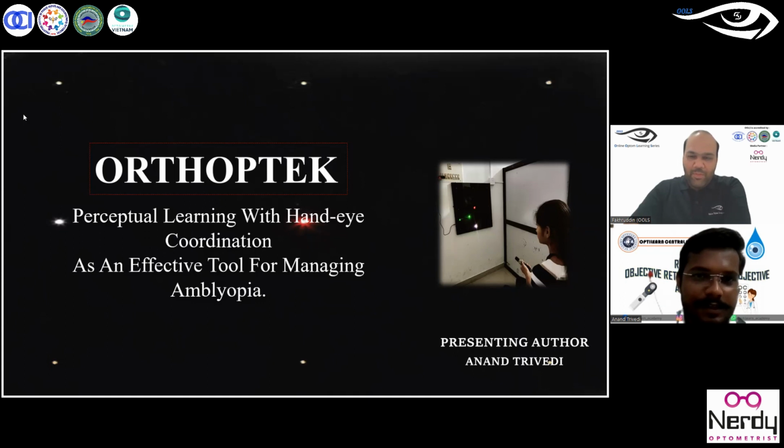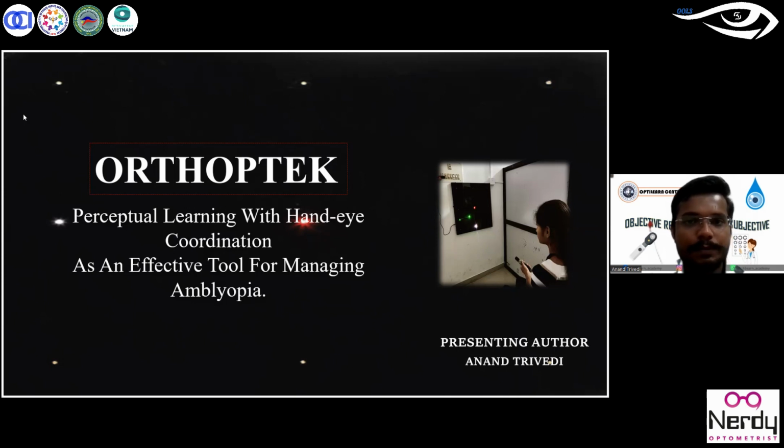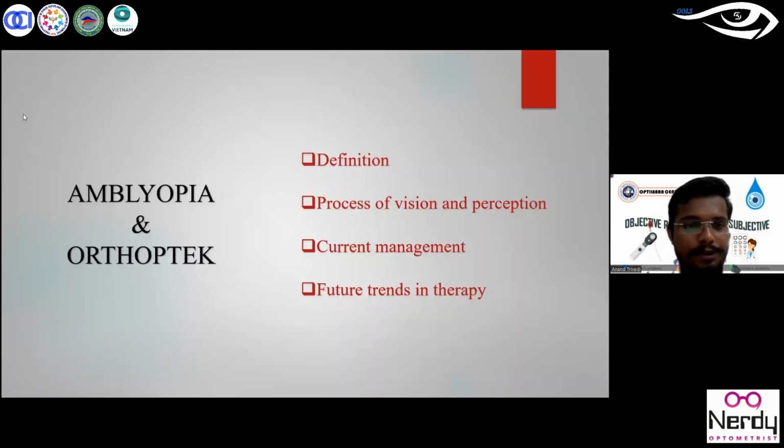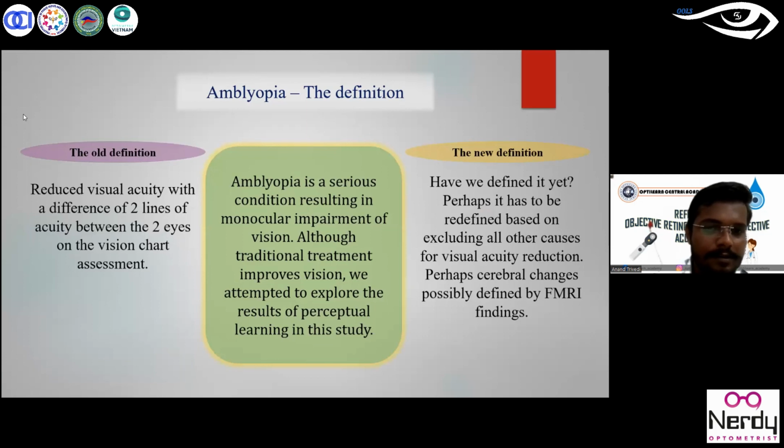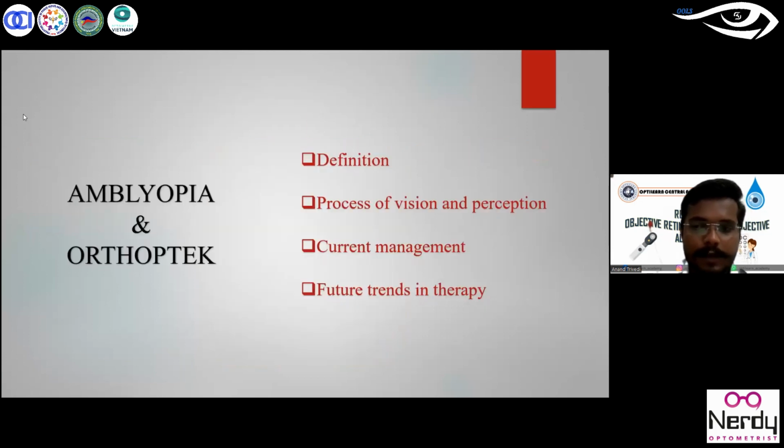Thank you so much for giving me this opportunity. Everyone, my name is Anand Trivedi, and I'm an optometrist with over 6 years of experience. I have completed my study in optometry, and I have also completed my fellowship in pediatric strabismus and amblyopia management. I'm delighted to be here today to discuss the fascinating topic of perceptual learning with hand-eye coordination as an effective tool for managing amblyopia. So let's start. We will be talking about amblyopia and orthoptics, and also the definition, process of vision and perception, current management, and the last one is future trends in therapy.